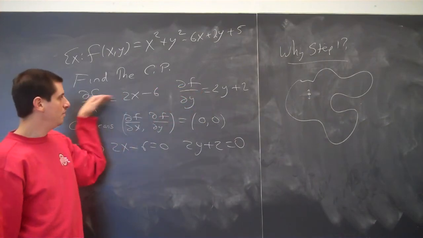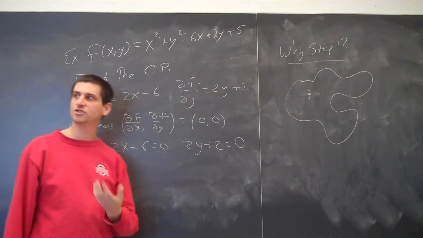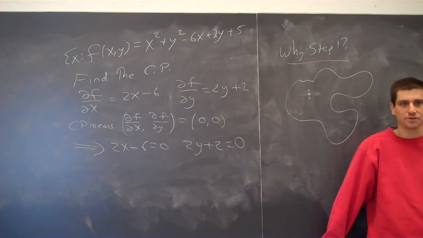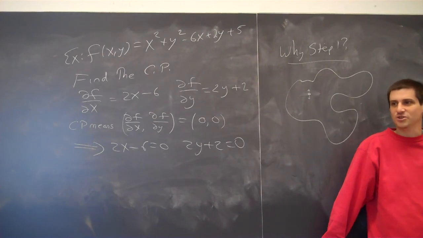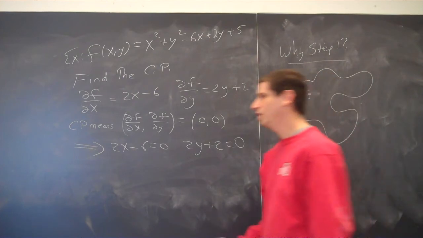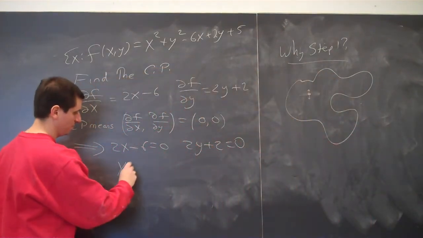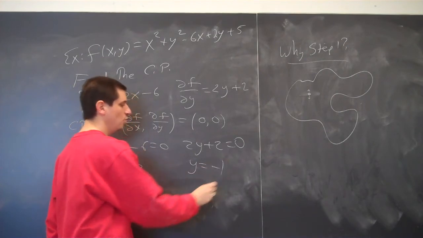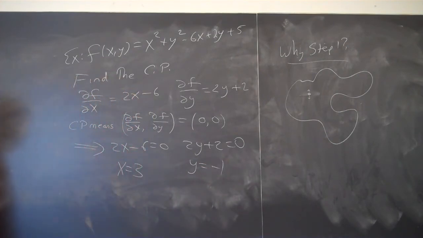Once I've gone past this line, I'm done with my calculus. From this point onward, it's just algebra. Now, fortunately, this problem is rigged, so the algebra is pretty pleasant. Right? If 2x minus 6 equals 0, okay, a little bit of work, x equals 3. If 2y plus 2 equals 0, a little bit of work, y equals negative 1. Okay? That's it. So this is how you would find the critical points.